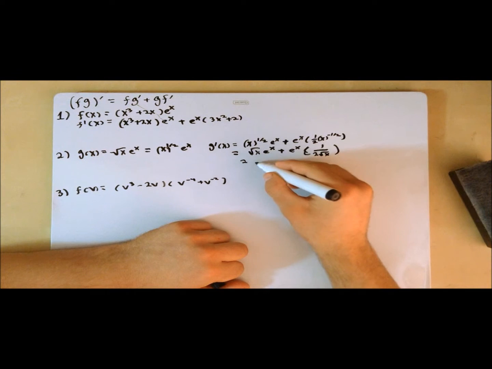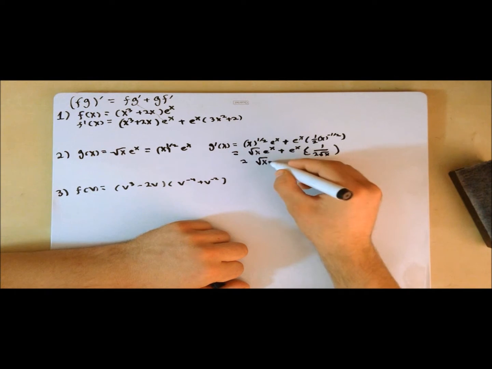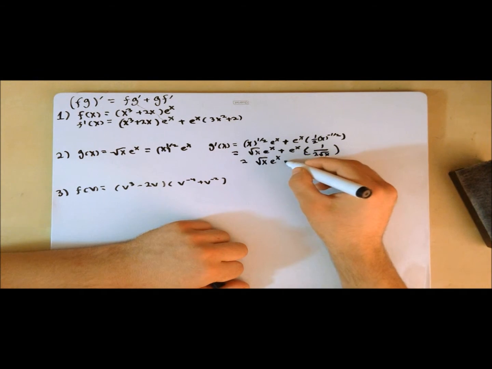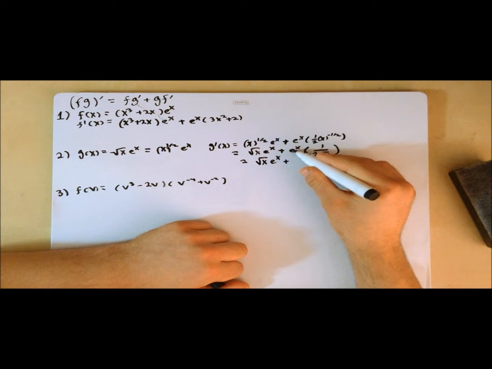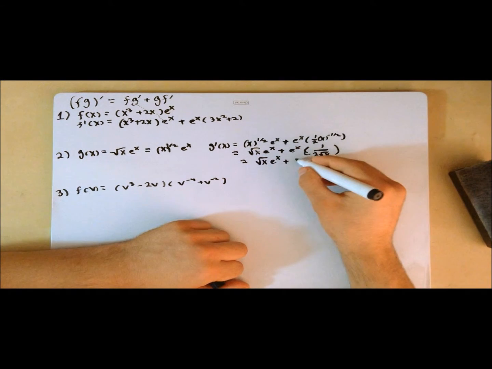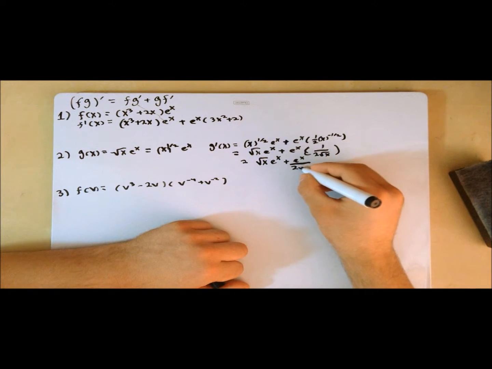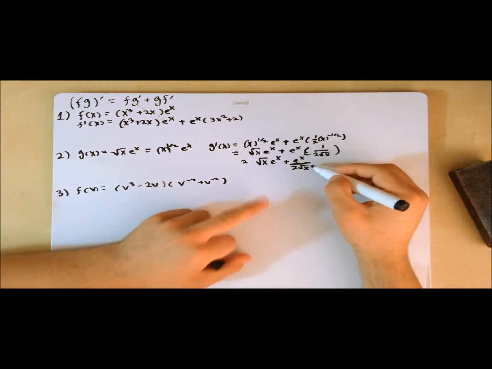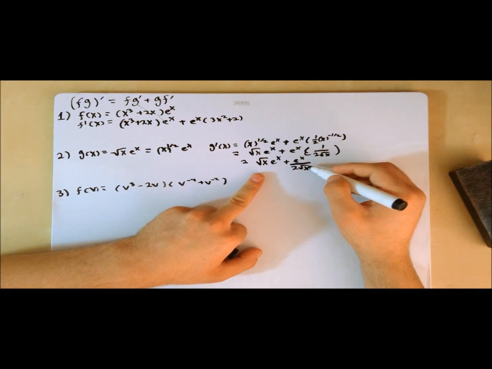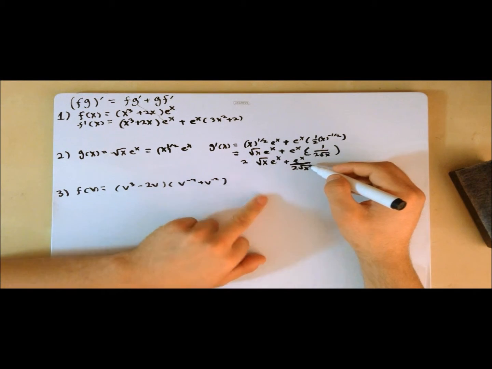And we can further simplify that by saying that the square root of x times e to the x plus, and we simply multiply the e to the x into brackets and say that e to the x over 2 root x. And this would be as far as I would go with this problem.